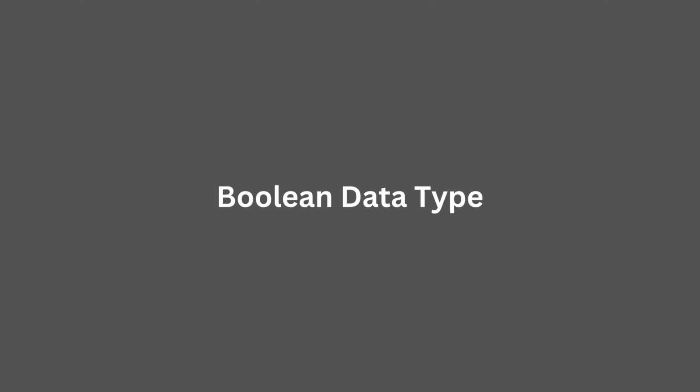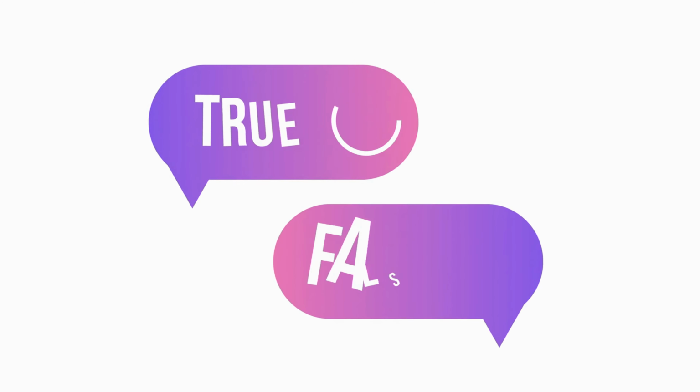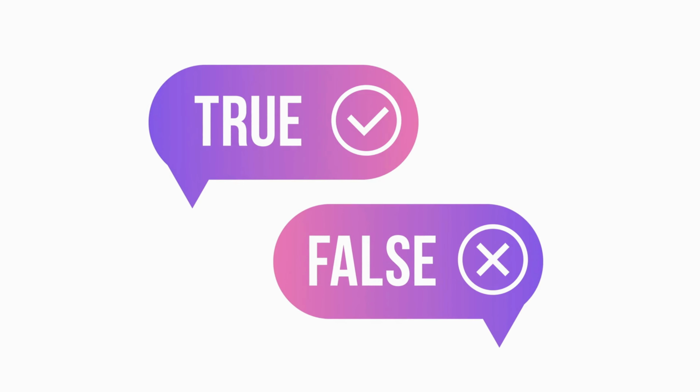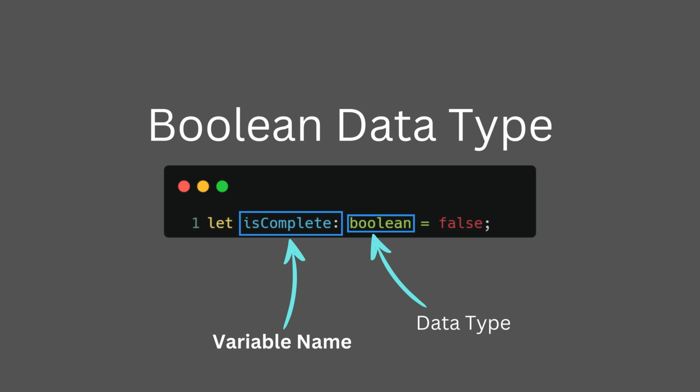The first type we'll cover is the Boolean type. The Boolean type represents a logical value that can be either true or false. Here's an example. In this example, we declare a variable called isComplete and initialize it to false. We use the Boolean type annotation to indicate that this variable should only ever hold a Boolean value.